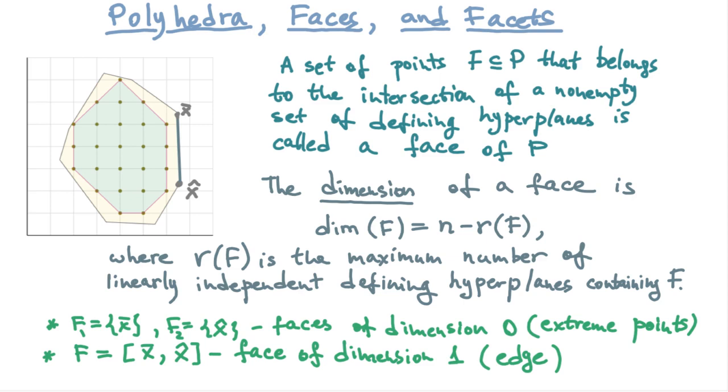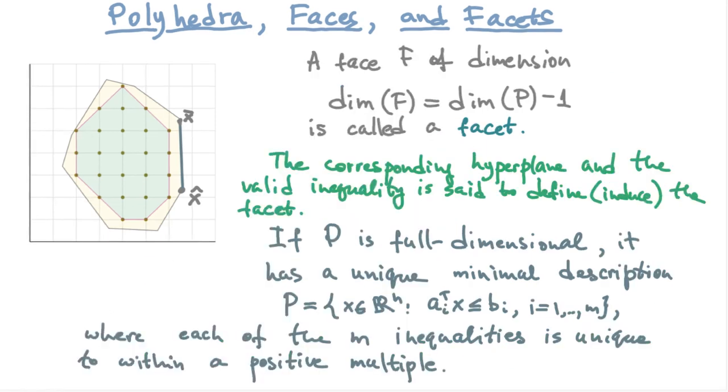But I'm glad it is essentially the same as the definition of the dimension of a polyhedron, and I already figured that out. So, the extreme points are faces of dimension 0, and the edges like x bar x hat are faces of dimension 1. Very good. Next. A face f of dimension 1 less than the dimension of P is called a facet of P. So, in our example the facets are going to be of dimension 1, so they are the edges of the polyhedron.